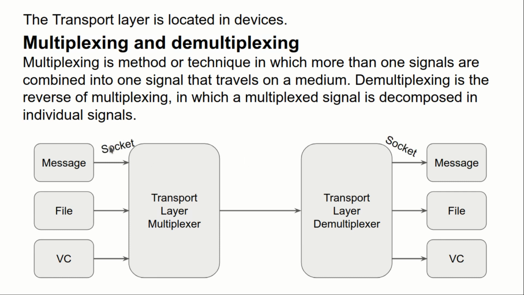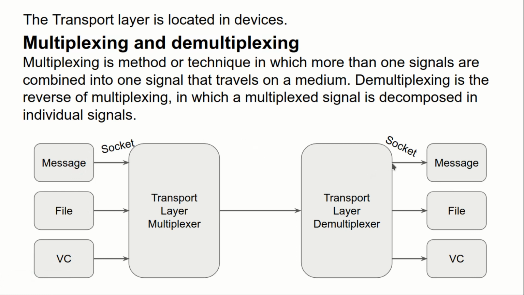Alright, so I have shown you in the previous video that a socket works as a gateway between two devices, between two applications that will communicate with each other. So the sockets will be given a port number. That port number will identify the application. On the sender side, the socket will be given a port number that will identify that this message is sent from a messenger, the file is sent from email, and the video conferencing data is sent from the Zoom application.